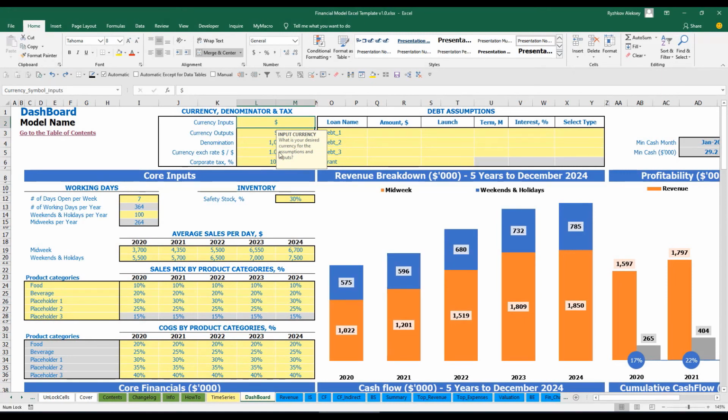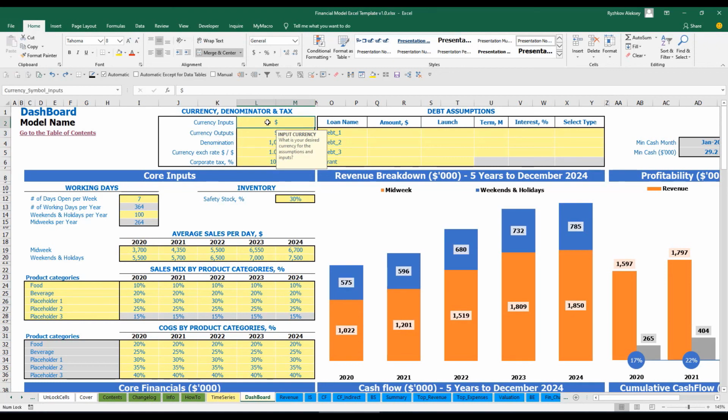On the top of the dashboard you have currency, denomination and taxes setup. So currency inputs means that you can input all your drivers for the model using one currency. You have currency outputs. It can be the same as currency inputs and it can be different from currency inputs.